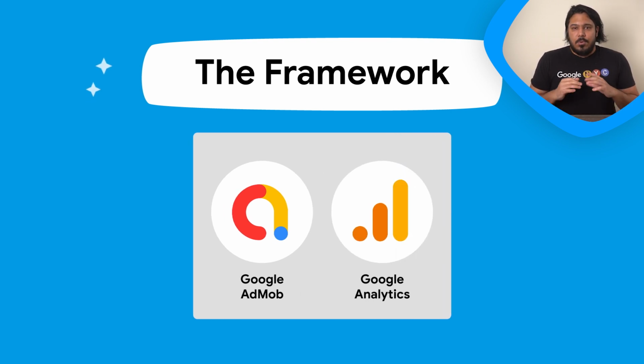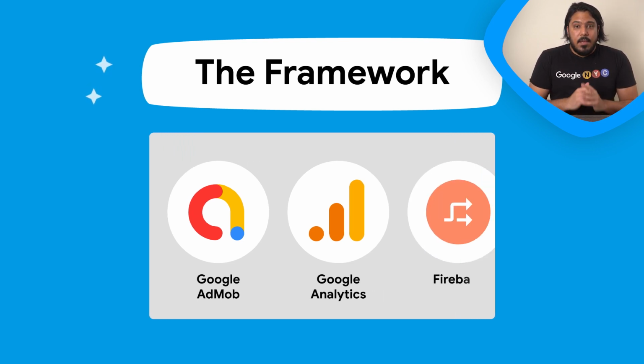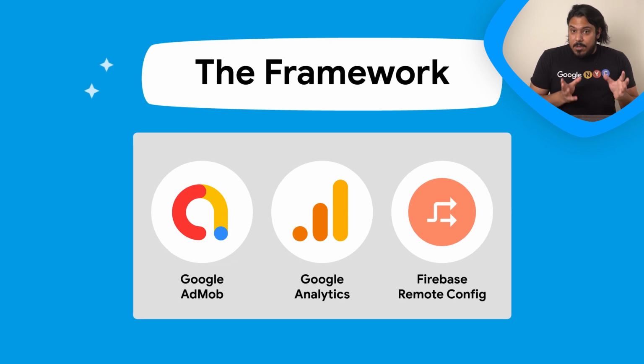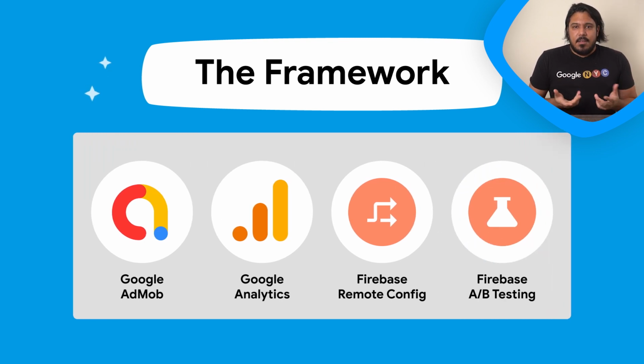Next, we're going to use Google Analytics because that is what will allow us to measure the impact of our ad experiments via metrics like user retention, ad revenue, purchase revenue, and so forth. And finally, we're going to use Firebase Remote Config and A/B testing because that's what will allow us to create different ad variants in our experiments and deploy them to our target users.